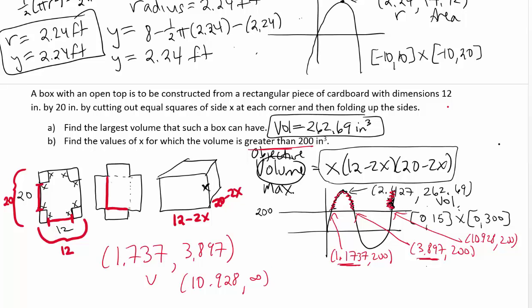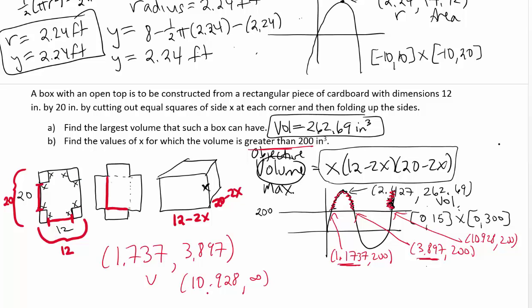But there's something wrong with that. So think about the context of the question. Remember that these are word problems, and so there's always going to be some kind of background, some kind of context that you have to keep in the back of your mind. Does it make sense for x to be 1.7, for x to be 3.8, and for x to be 10.928? Remember, x was how much we were cutting away from each of these corners.